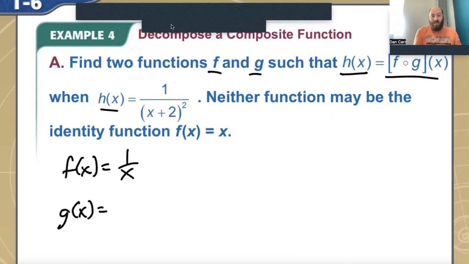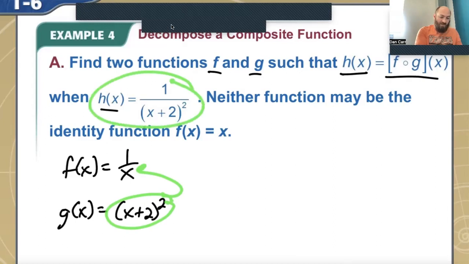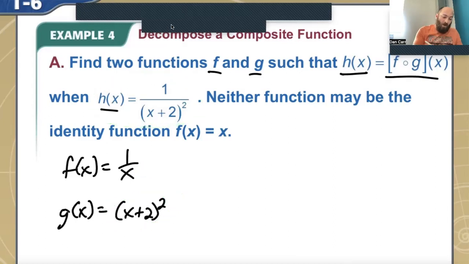Well, if I'm replacing the x input for f of x with the g of x function, it's just going to be x plus 2 squared. So if I take this and put it inside that, it will look like this. It's a good idea to double check that, just to be on the safe side. If I do that, it's going to be 1 over x plus 2 squared when I plug it back in. All right, and that is it for 1/6.